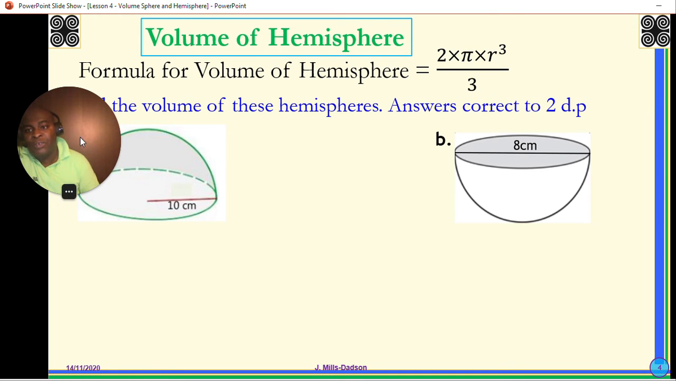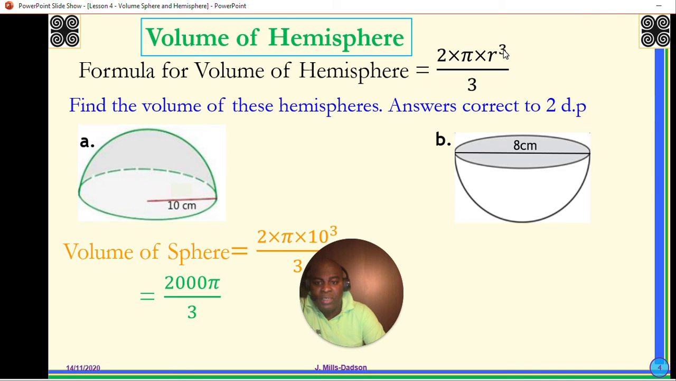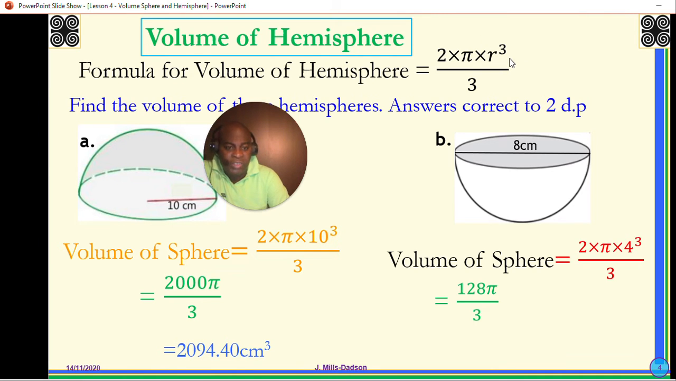So to work out the volume of these two hemispheres, our radius is 10. So r cubed becomes 10 cubed. And that gives me an answer of 2094 cm cubed. For B, 8 is the diameter. Radius from diameter is 4. Replace this with 4 cubed. And that works out as 134.04 cm cubed. So it's simple as that. Just remember the formula, replace the radius with a number, and that is done.